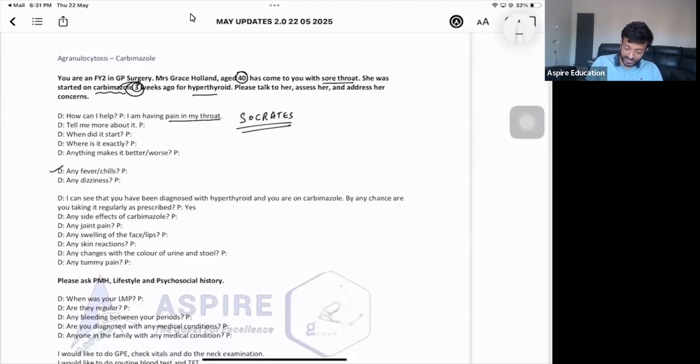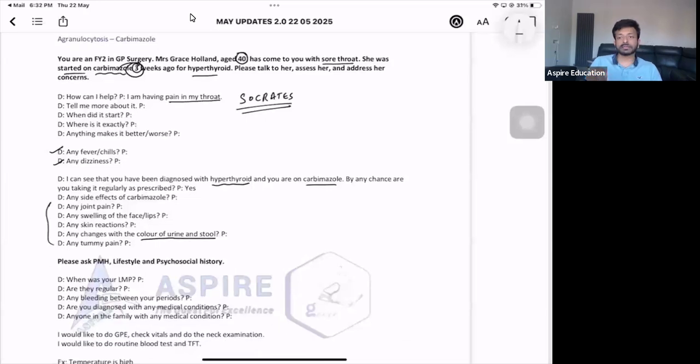If the patient has got any fever and chills, dizziness, and this patient can have a problem like pancreatitis as well. So you need to ask questions about any tummy pain this patient has got, right? So that will be very important. And again, I would say use the information that is given to you in the question as well, that I can see that you've been diagnosed with hyperthyroidism and you're taking carbimazole. Yeah. So again, any fever and chills, any tummy pain you have got, any problem with the urine and stool color because of pancreatitis. So all those questions you can ask. The patient is female, so you can ask about LMP as well. That could be very, very important.